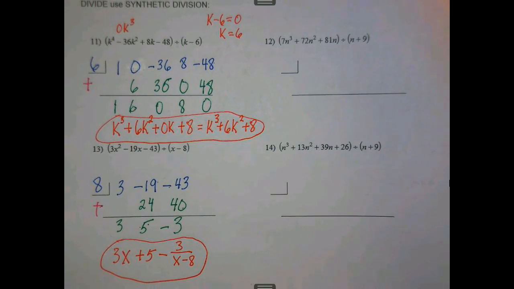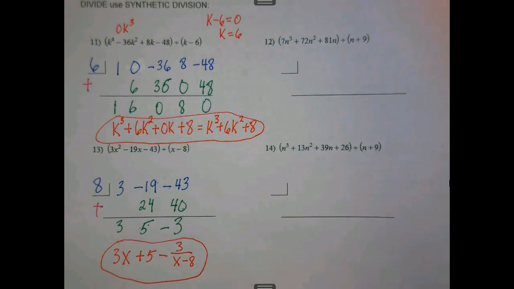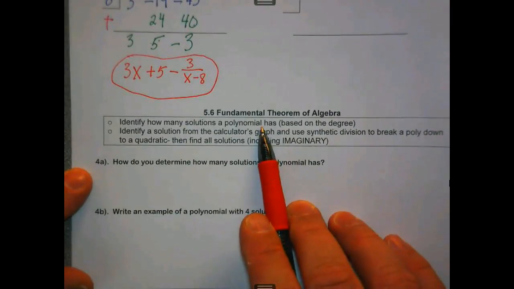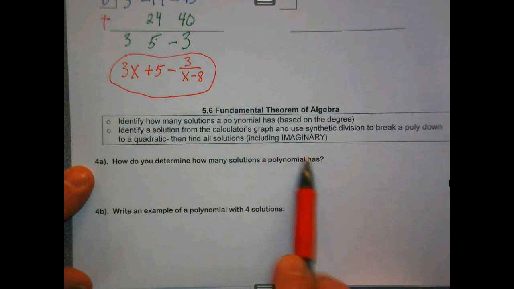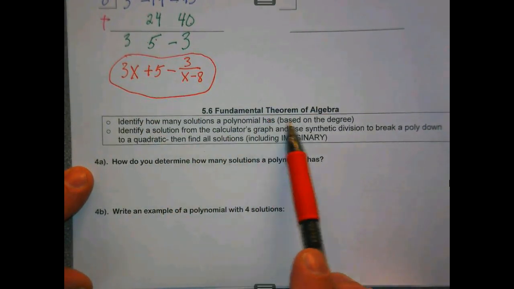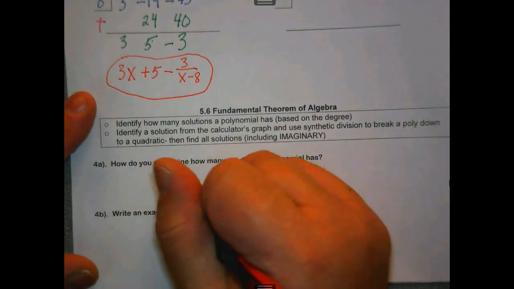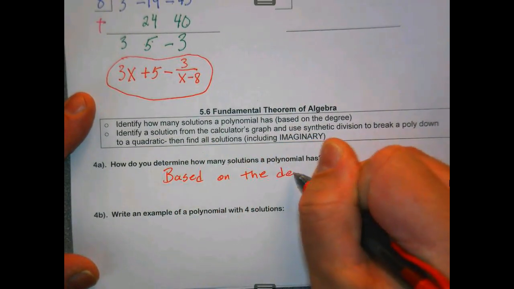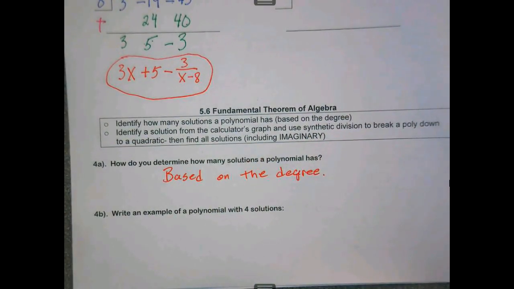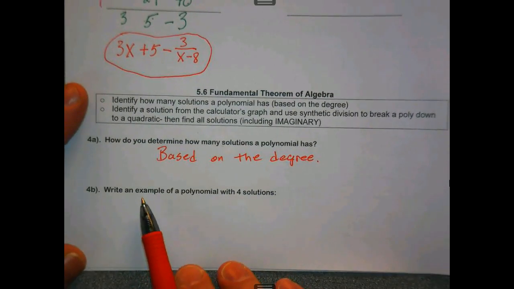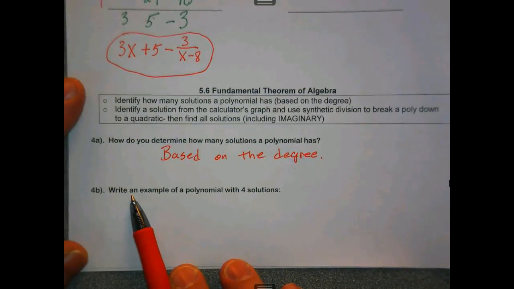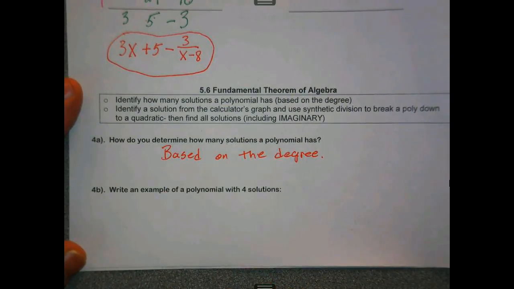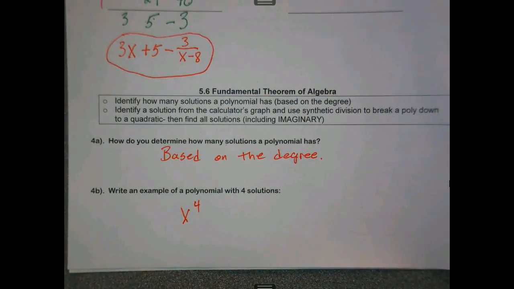4a. I don't know why they're asking this question when they give it to you right here. How do you determine how many solutions a polynomial has? It says identify how many solutions a polynomial has based on the degree. And then the 4b, I probably won't put these on the quiz because I don't know what the purpose here is. Write an example of a polynomial with 4 solutions. There's 4 solutions. That's just give me points.